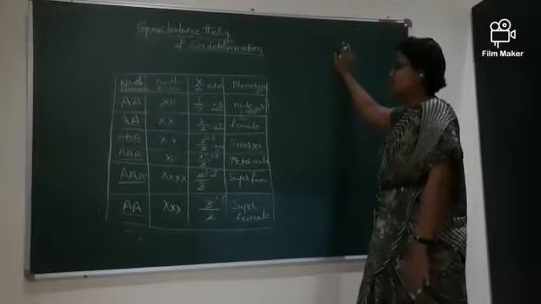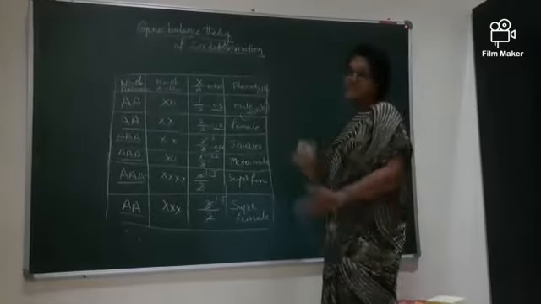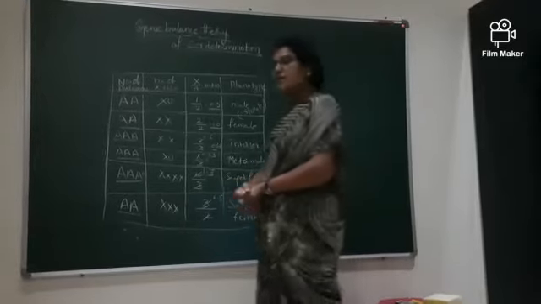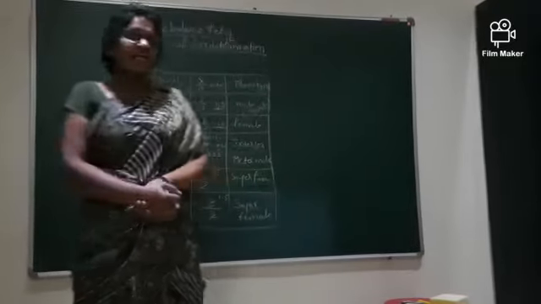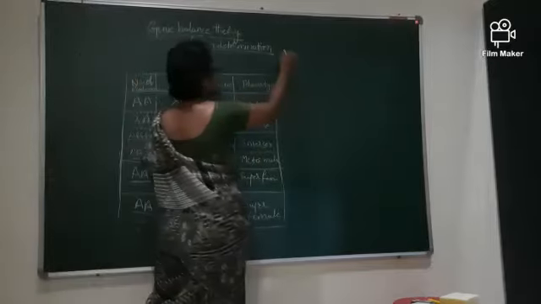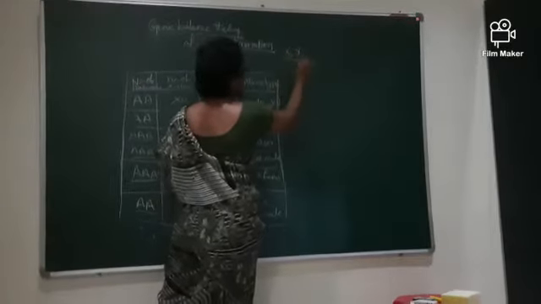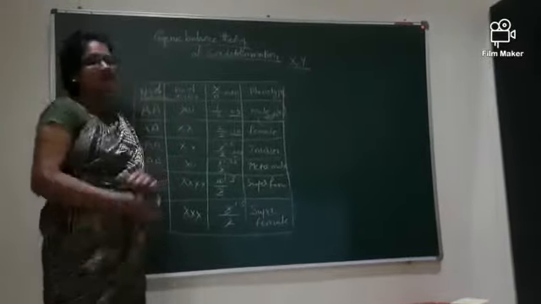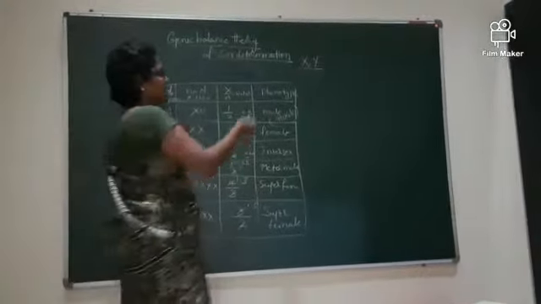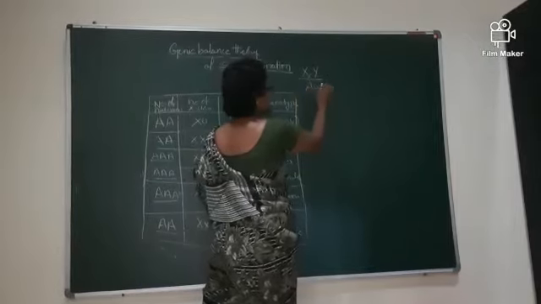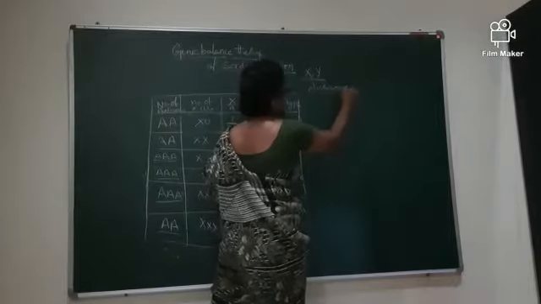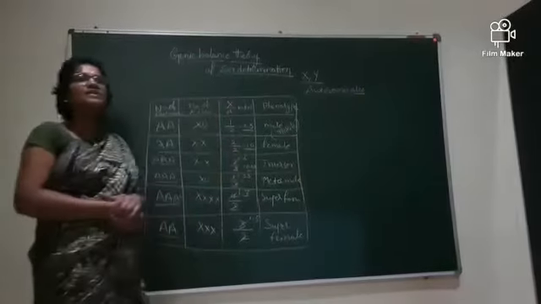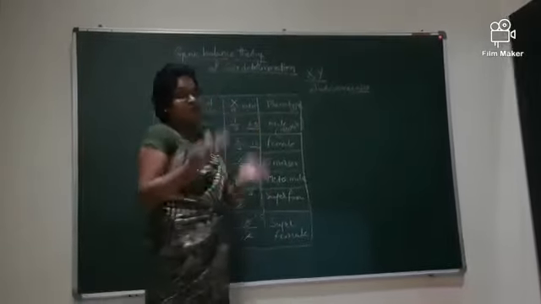Now we are going to discuss the genic balance theory of sex determination. In the last class, we discussed the chromosomal theory of sex determination. Actually, the X and Y chromosomes play an important role in determining the sex of an individual. According to the genic balance theory of sex determination, autosomes also play an important role.